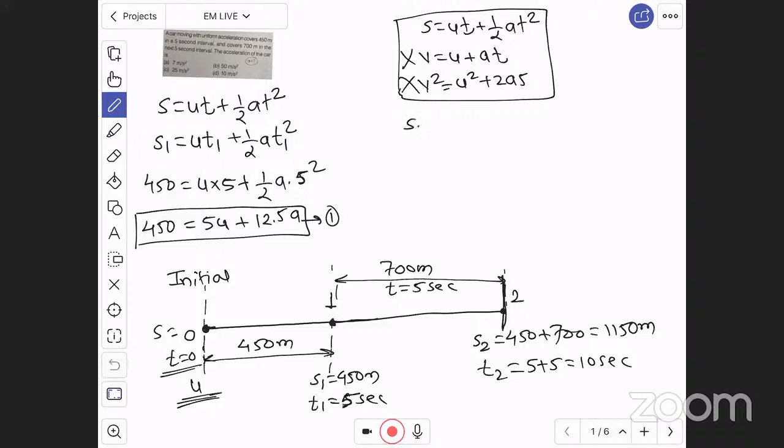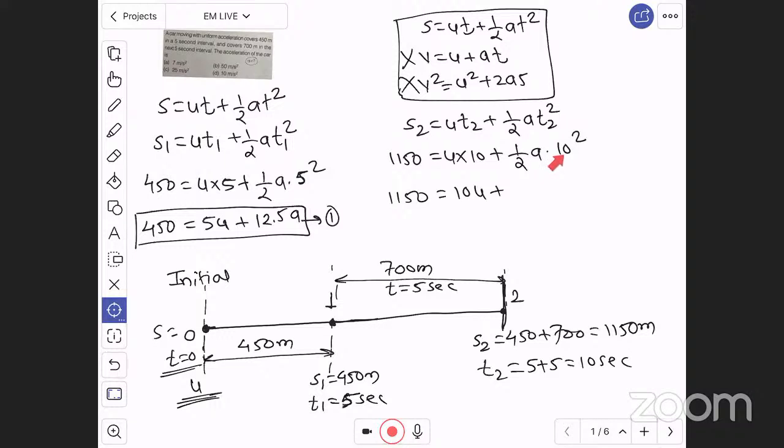Now again, I can write S2 is equal to u t2 plus 1 half a t2 square. Now put the values. S2 is 1150 and T2 is 10 seconds. Therefore, 1150 is equal to u into 10 plus 1 half a into 10 square. Therefore, 1150 is equal to 10u plus, now see, 10 square is 100, 100 divided by 2 is 50, which will become 50a. This will be your second equation, my dear students.